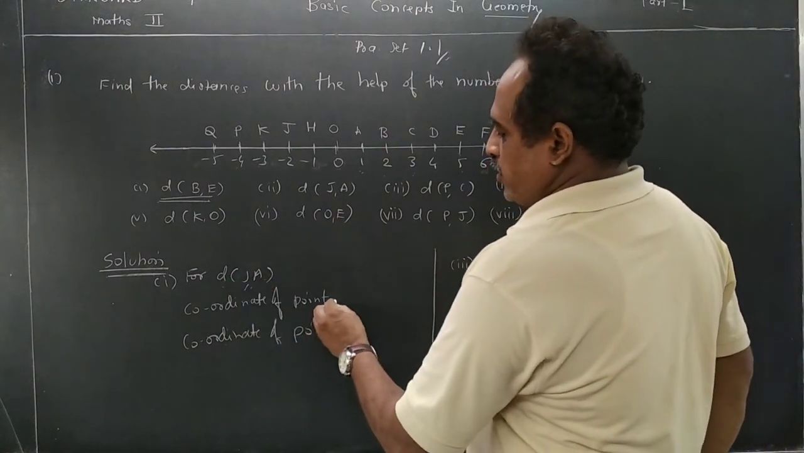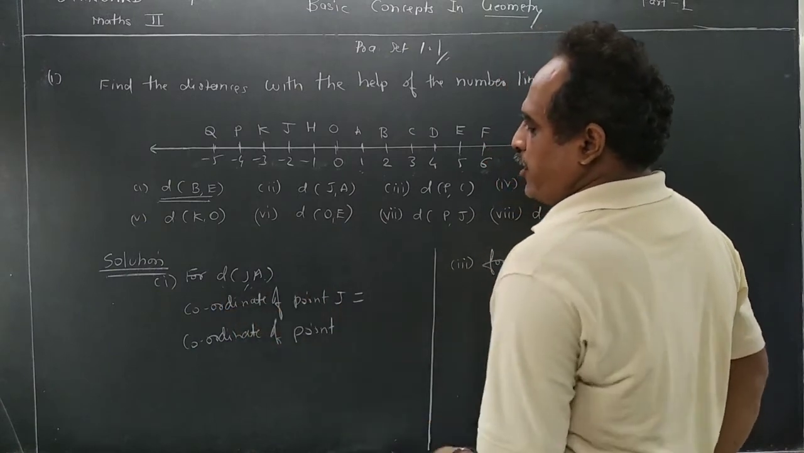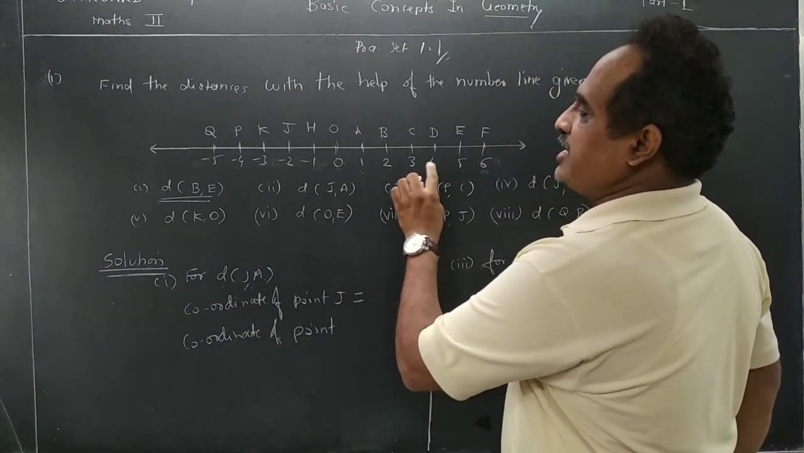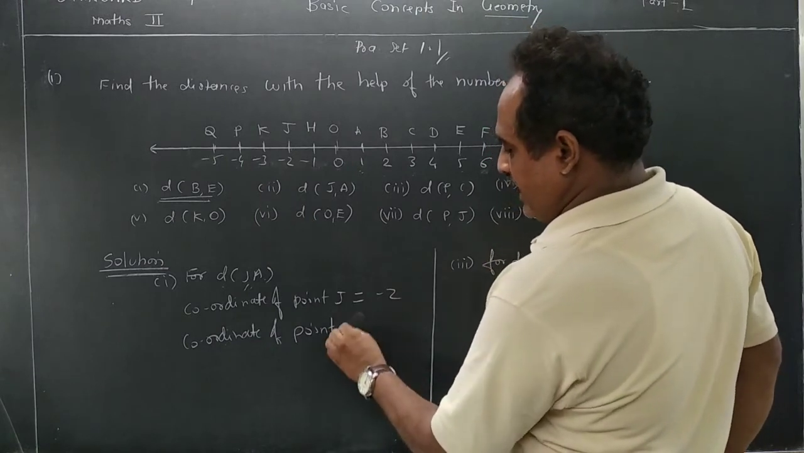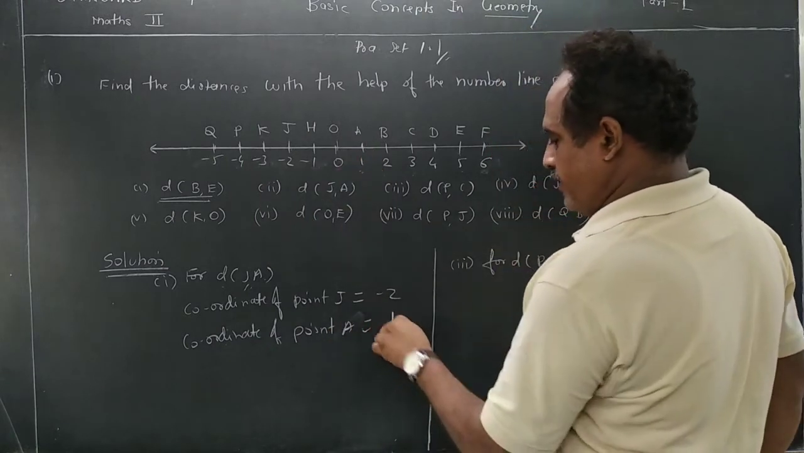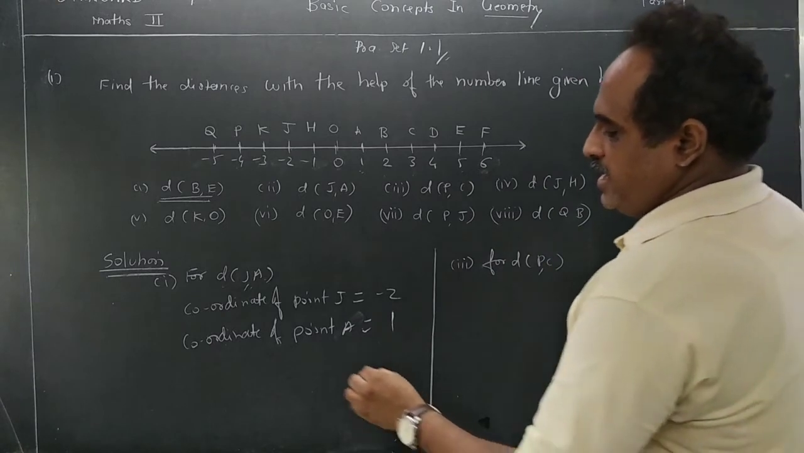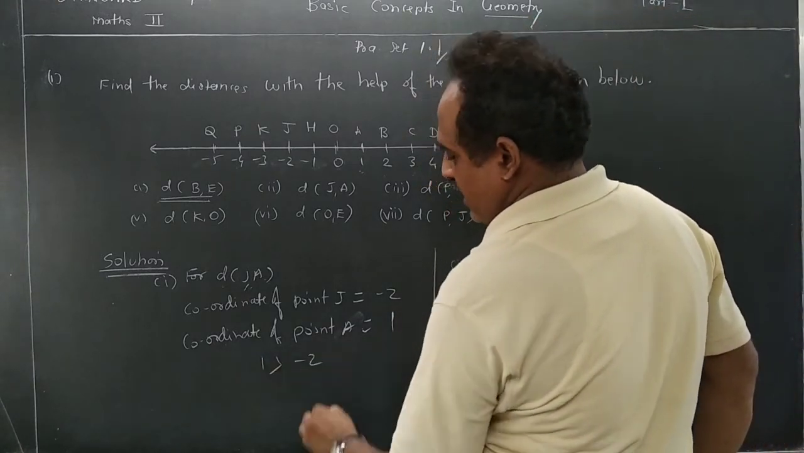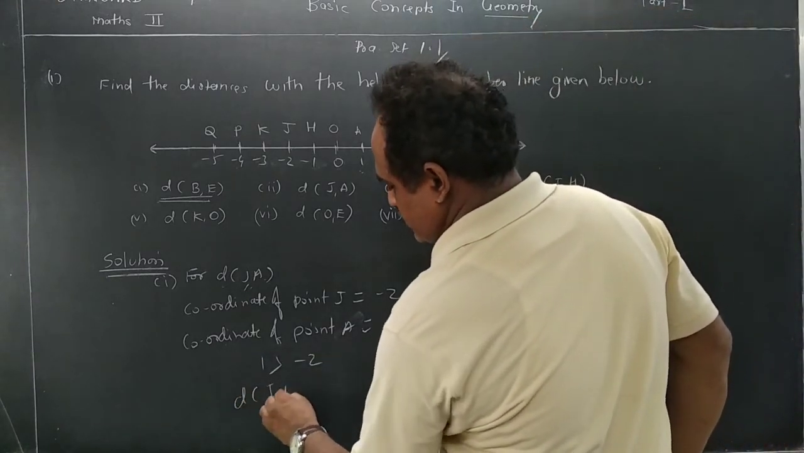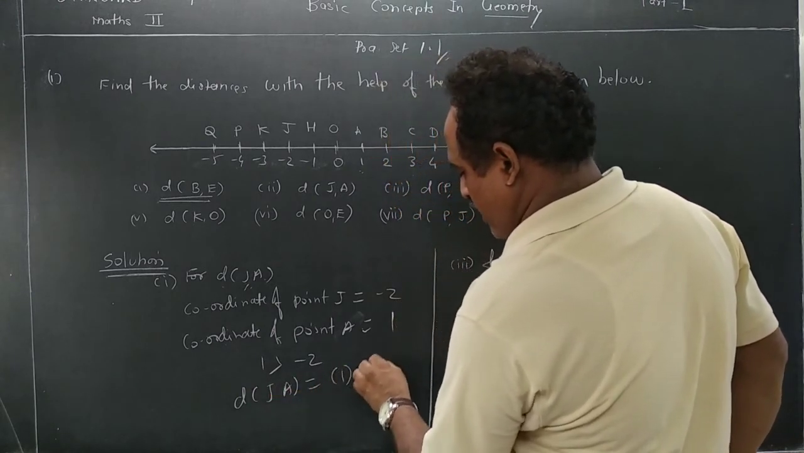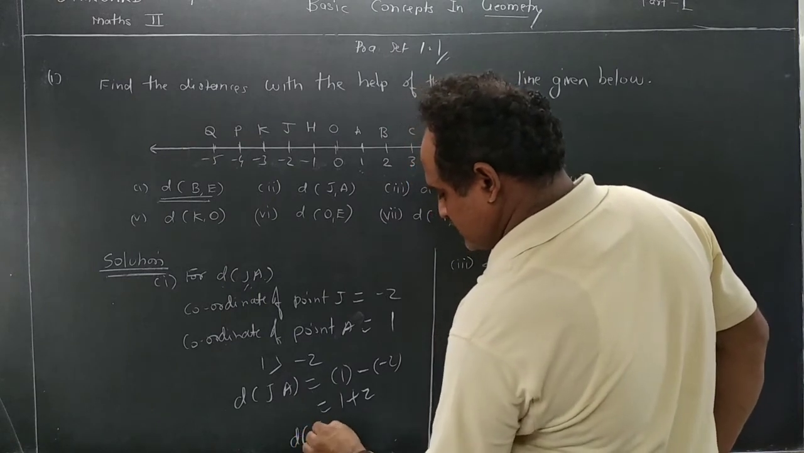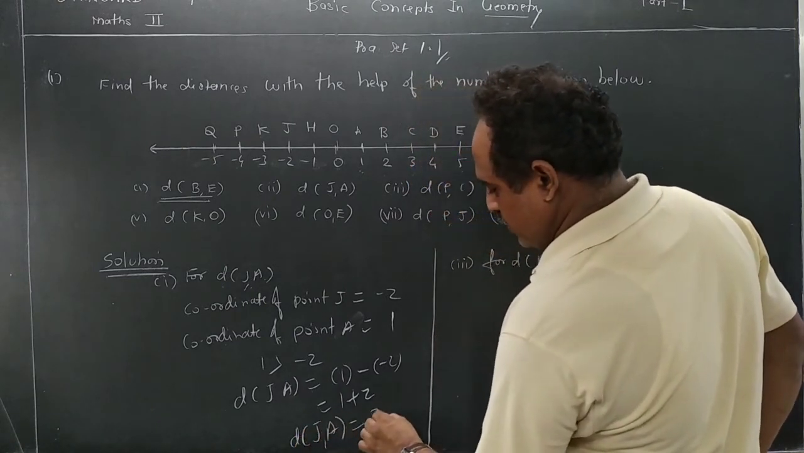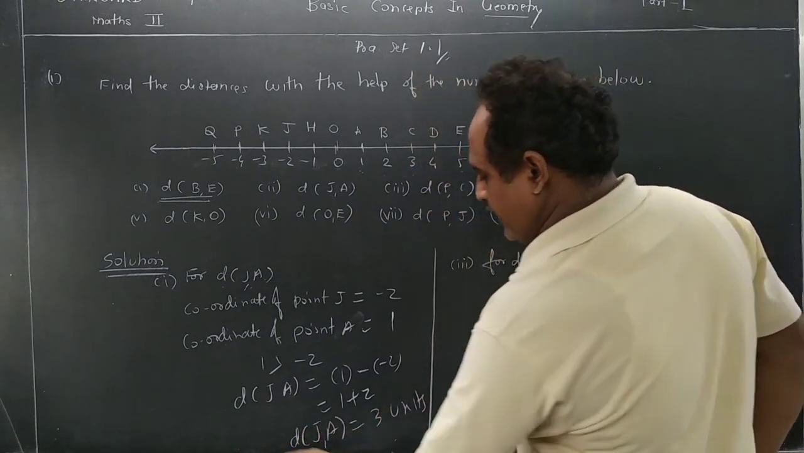Distance JA, what are you going to write? The coordinate of point J is minus 2, and the coordinate of point A is 1. So which one is greater? 1 is greater than minus 2. So distance JA is equal to 1 minus minus 2, that is 1 plus 2. So distance JA is equal to 3 units.